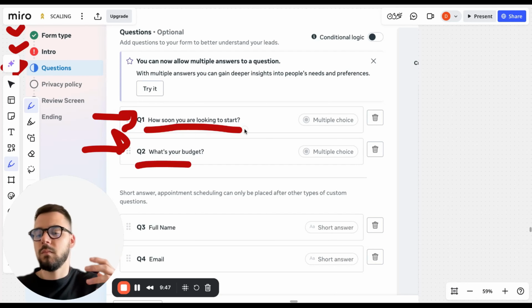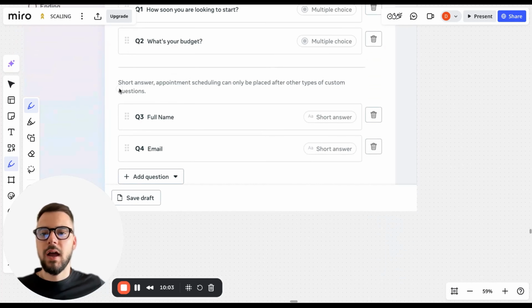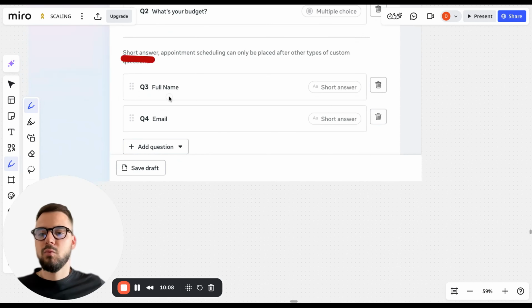And you want to set it up as multiple choice, so we want to give them like 2 or 3 or 4 options that they can choose. And now this is what I kind of wanted to highlight here. You want to set this up as a short answer, and that way they need to type their full name and email manually rather than having Facebook fill that out automatically for them.